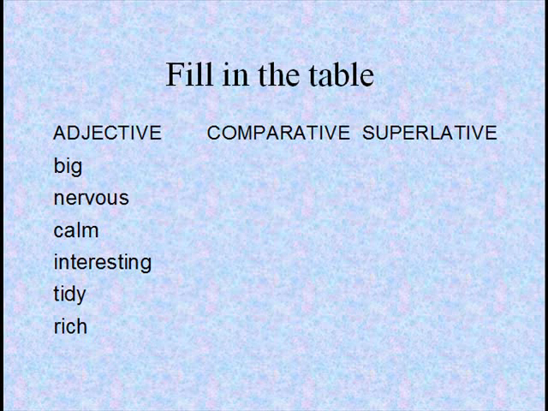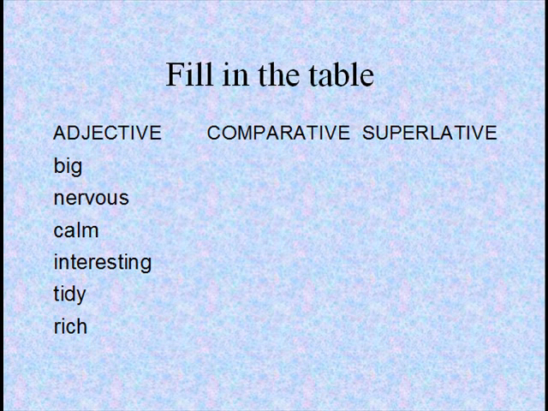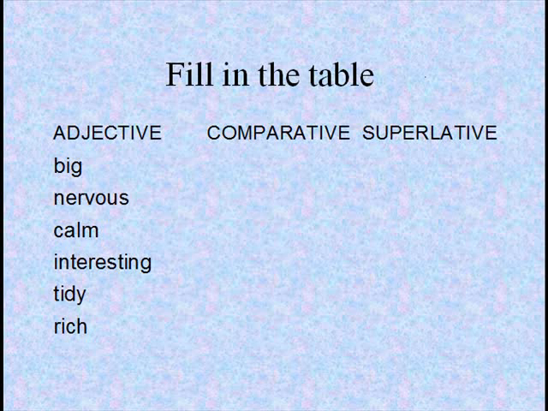Now, more practice on this comparative and superlative form. Here we have a column for adjectives and the corresponding columns for the comparative and superlative. You are to complete both of the columns which are missing. Big, nervous, calm, interesting, tidy, and rich.